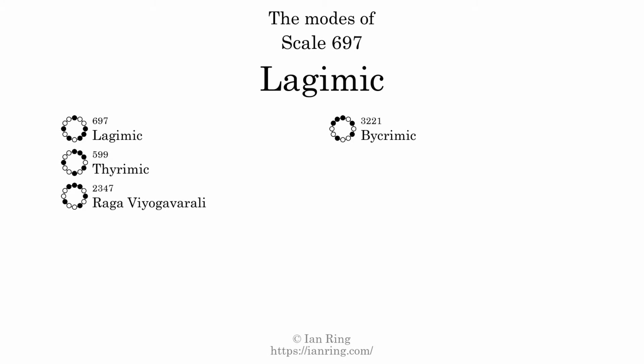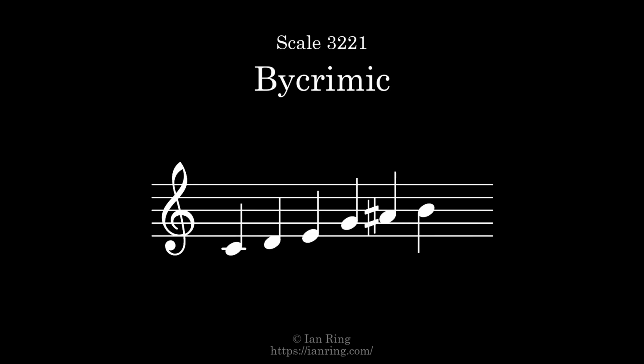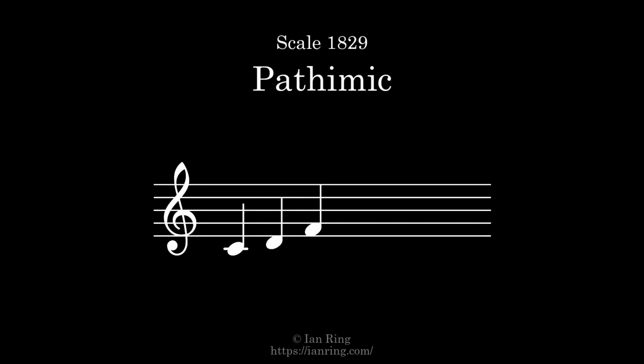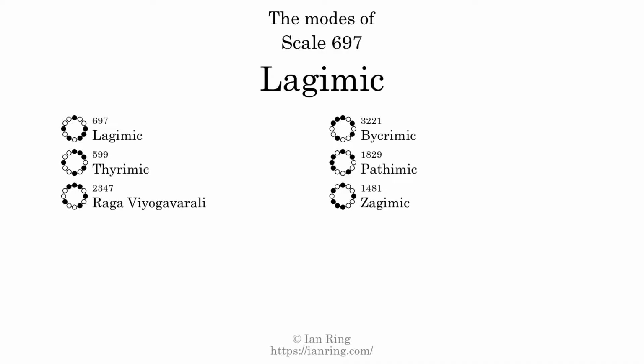The fourth mode is scale 3221, also known as bichrimic. It sounds like this. The fifth mode is scale 1829, also known as pathemic. It sounds like this. The sixth and last mode is scale 1481, also known as Lagimic. It sounds like this.